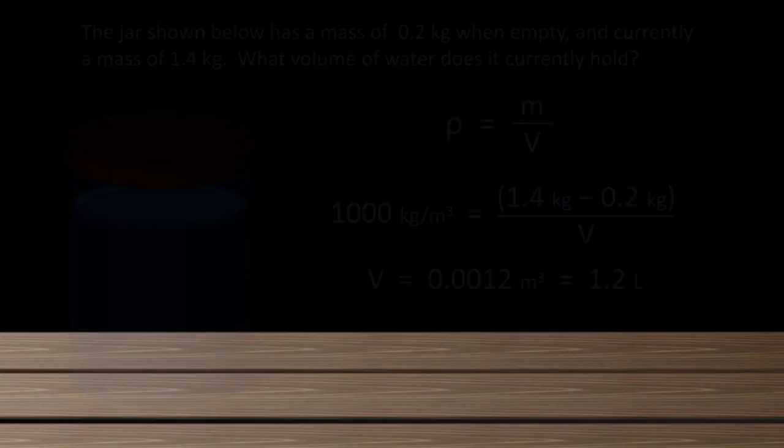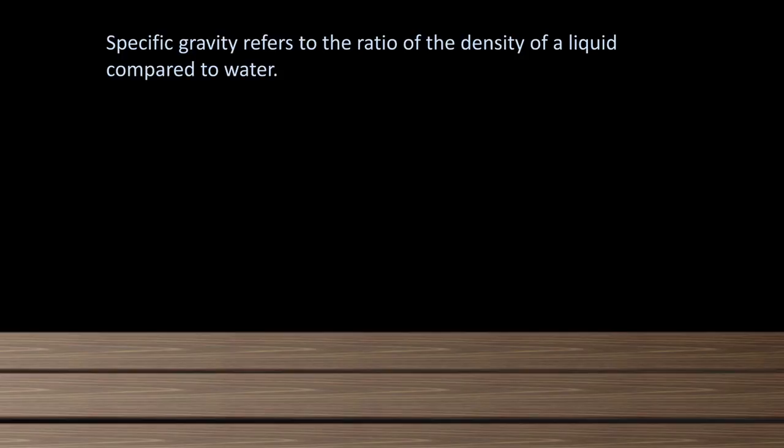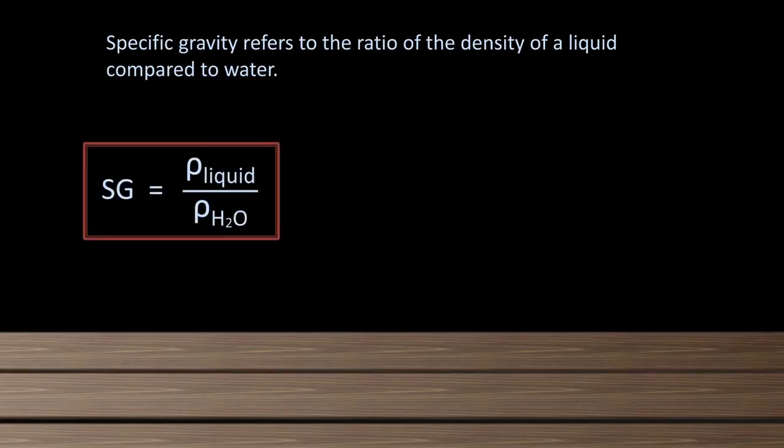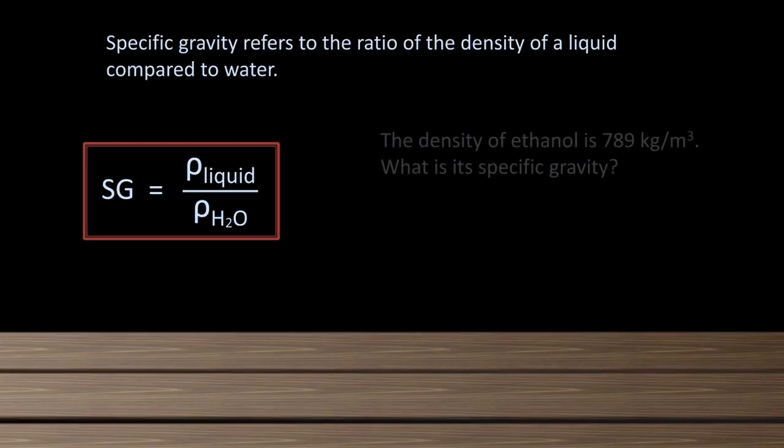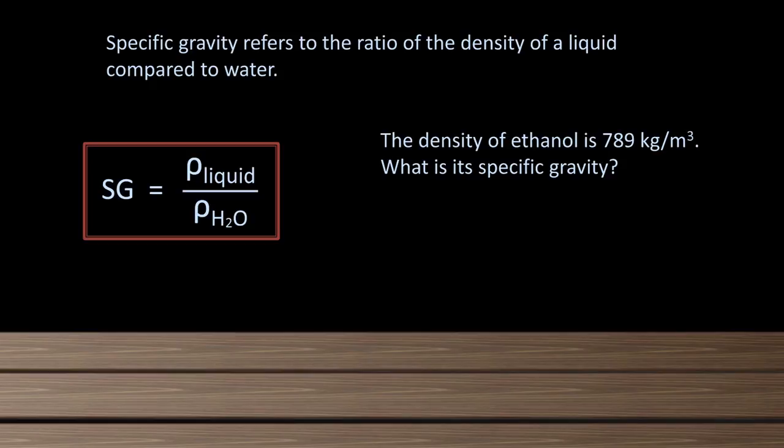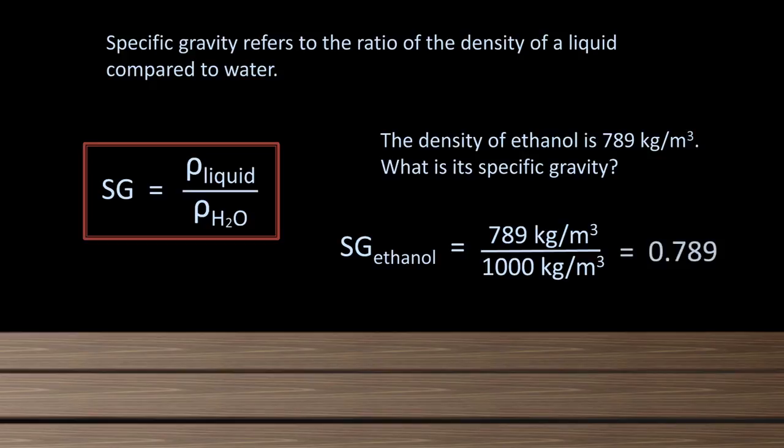Moving on from density, let's discuss the concept of specific gravity. Specific gravity refers to the ratio of the density of a substance compared to that of water. Mathematically, this means specific gravity, often abbreviated capital S capital G, equals the density of the liquid divided by the density of water. Yet another super easy equation. So if the density of ethanol is 789 kilograms per cubic meter, what is its specific gravity? 789 divided by 1000 is 0.789. It's so simple it seems silly for someone to have bothered defining the concept.